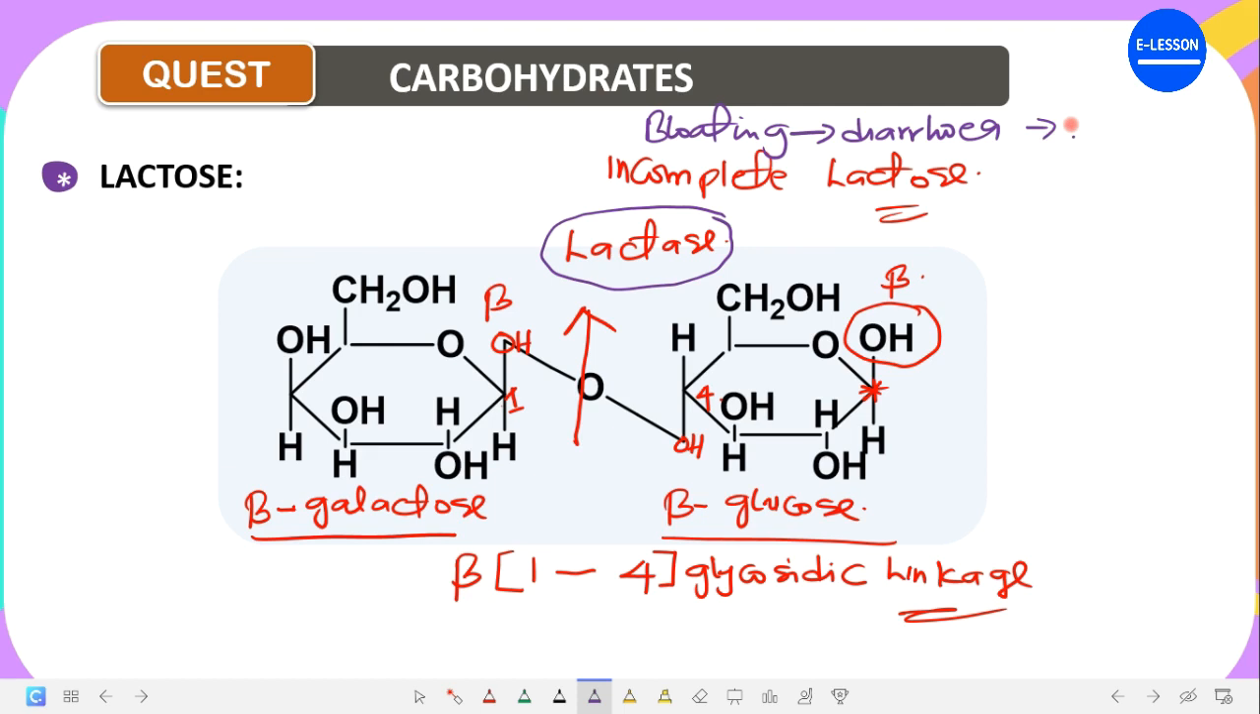It's a disorder, most especially in children. Children take milk and dairy products, and lactose is found in dairy products like milk. So I may ask you, what disaccharide is found in dairy products like milk? Lactose. Cane sugar is what? Sucrose.